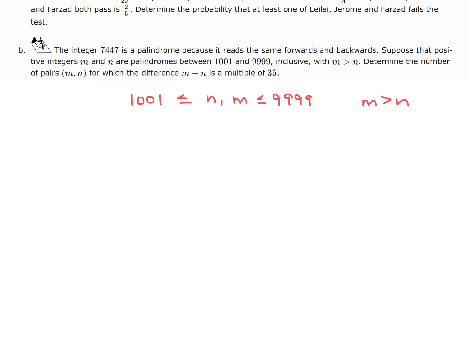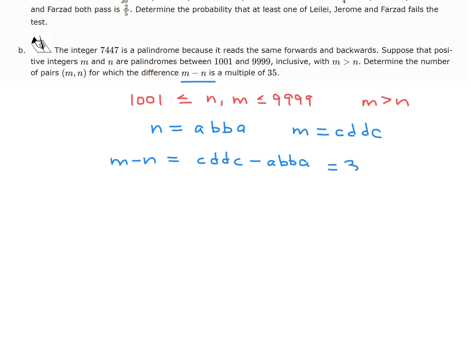So since they're palindromes, they're going to be of the form like a b b a, and m, we'll just call it c d d c, correct? So this m minus n will be c d d c minus a b b a. Okay, and they're saying that's a multiple of 35. So 35 times something, let's just say 35k.